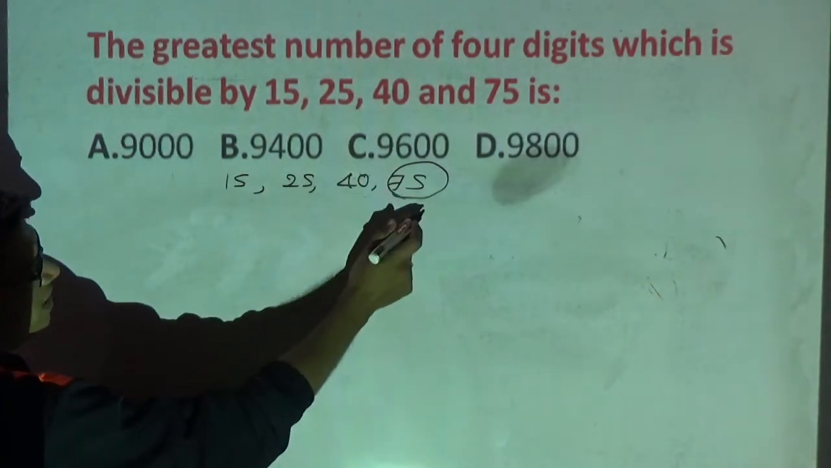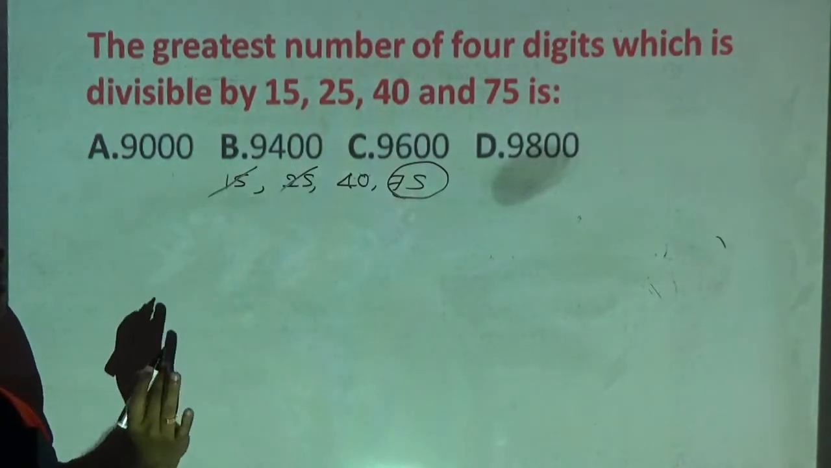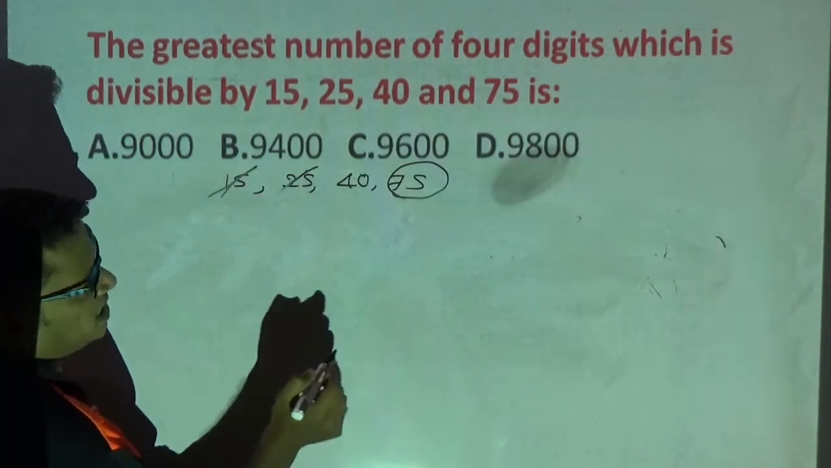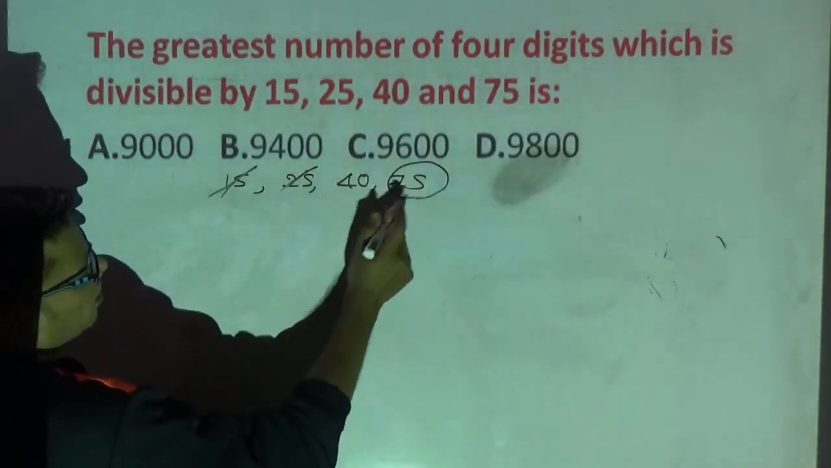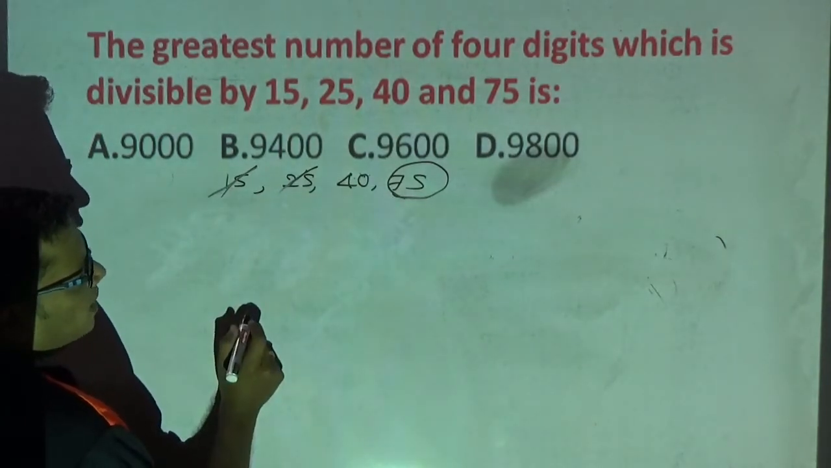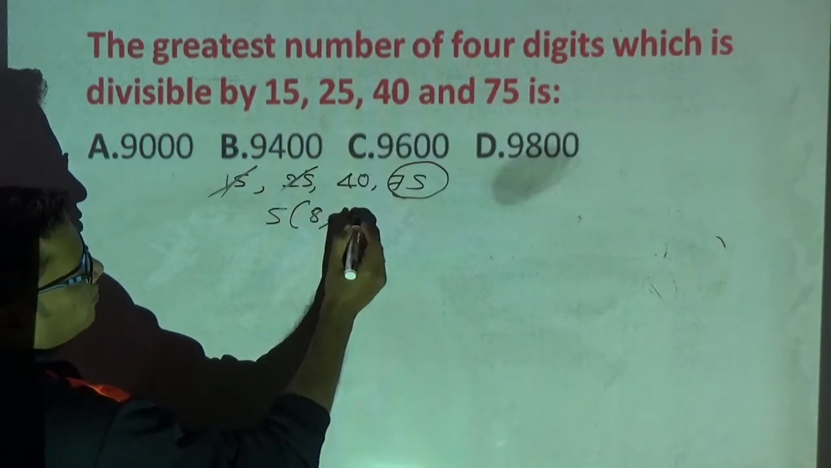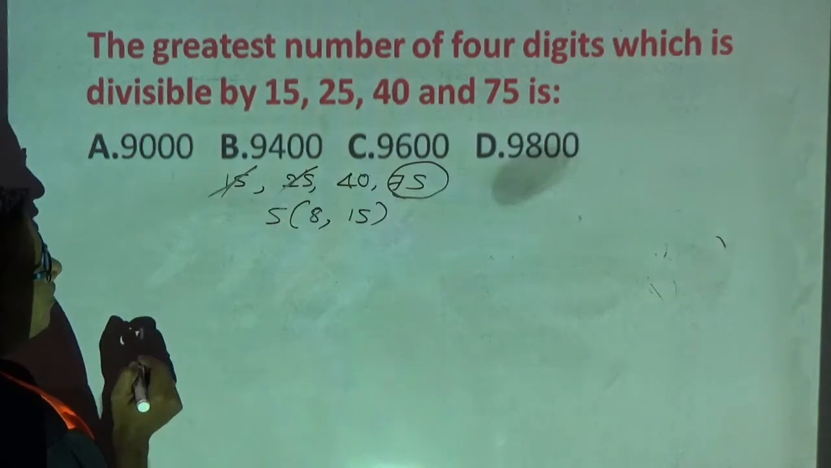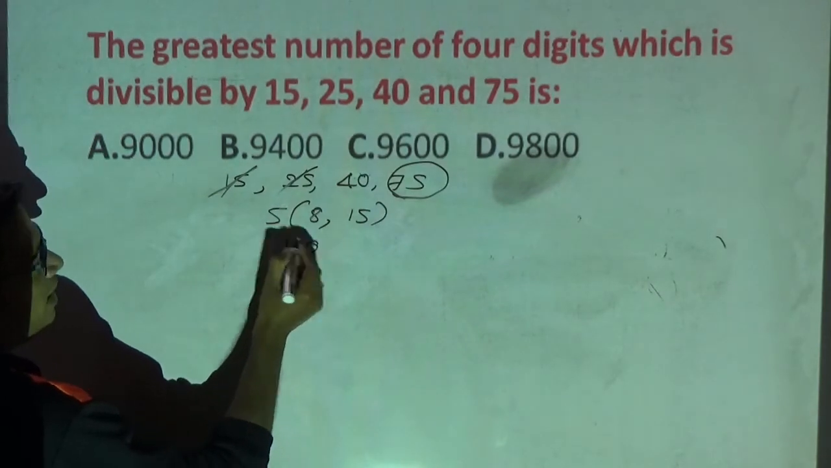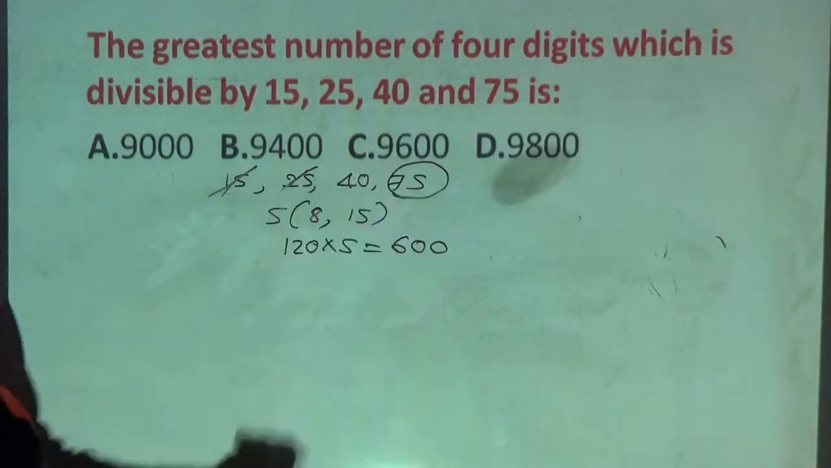From 15 you can divide 75? Yes, I can. Therefore I will ignore this. From 25 you can divide? Yes, I will ignore this. Then only I need to find out LCM of these two. If it is divisible, you can ignore those numbers. I already explained this in my shortcut technique. Now, among 40 and 75, if I find out the LCM, that will be the LCM of all the four numbers. See here, I can take 5 common. 5 8s are 40, 5 15 times is 75. Now with 8 and 15, what is the LCM? That LCM is 120, into 5, that is 600. The LCM of 15, 25, 40, 75 is 600.